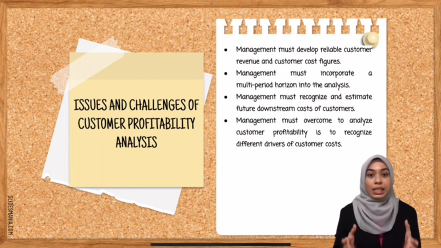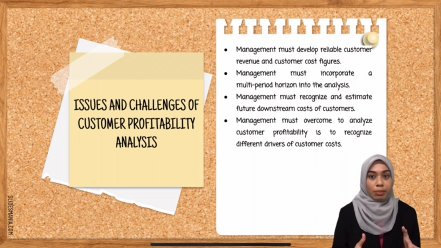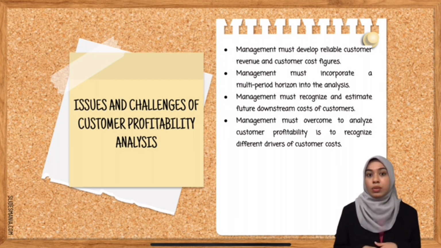Secondly, management must incorporate a multi-period horizon into the analysis. Customers that are unprofitable during one period may turn out to be profitable in the long run. If management only focuses their attention on current period reports, they may decide to drop the customer who in the long run would be profitable. Next, management must recognize and estimate future downstream costs of customers. Two areas that are especially challenging are environmental and litigation costs. Simply assuming that future liability costs will be zero can lead to substantial overstatement of customer profits.